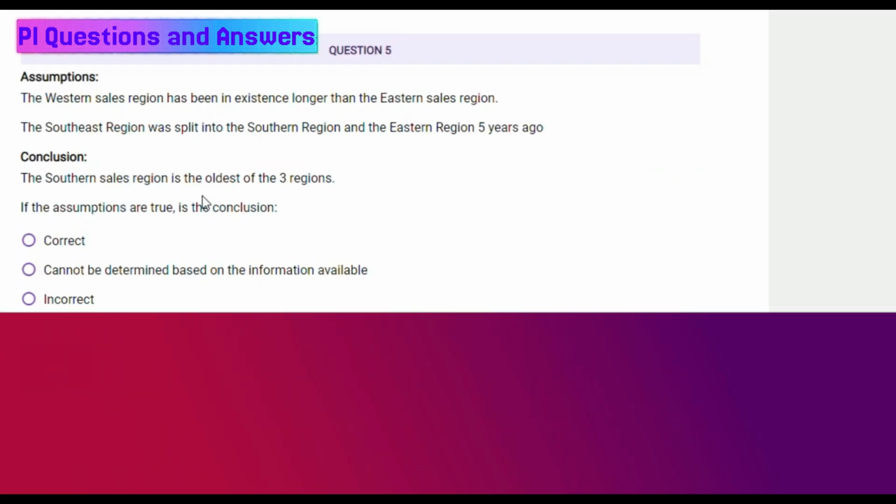Question number 5. Assumptions. The Western Sales Region has been in existence longer than the Eastern Sales Region. The Southeast Region was split into the Southern Region and the Eastern Region 5 years ago. Conclusion. The Southern Sales Region is the oldest of the three regions. If the assumptions are true, is the conclusion. Option 1 correct. Option 2 cannot be determined based on the information available. Option 3 incorrect. Answer. The correct answer is option 3.